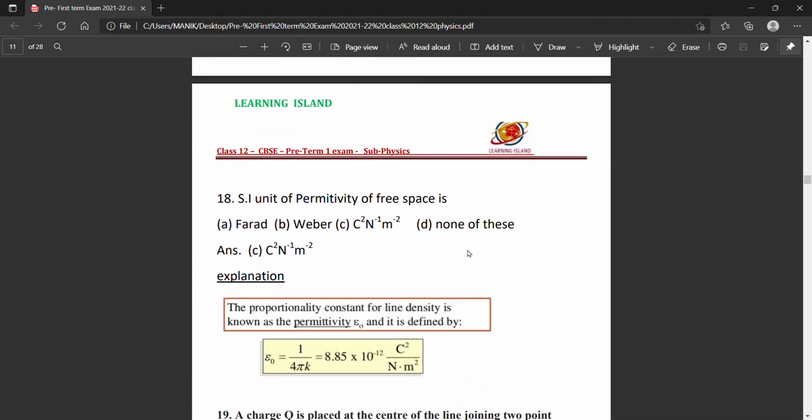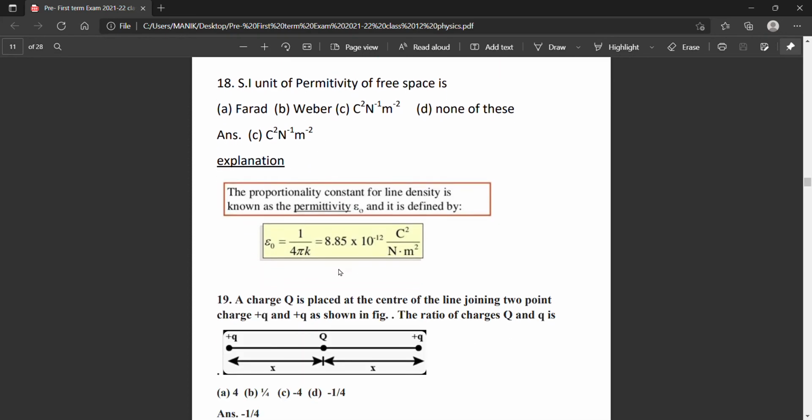Question number 18. The SI unit of permittivity of free space is, the answer will be C squared by Newton per meter squared. So the answer here is option C. I am giving the explanation here. The force equals 1 by 4 pi epsilon 0 q1 q2 by r squared. If I simplify, I can get epsilon 0 in units of C squared per N meter squared.